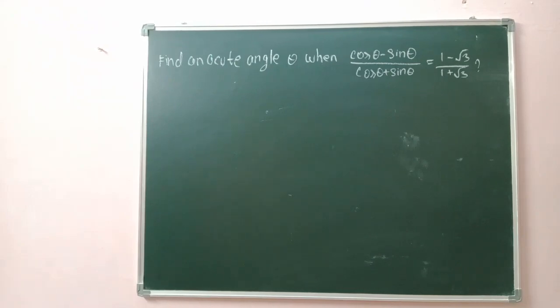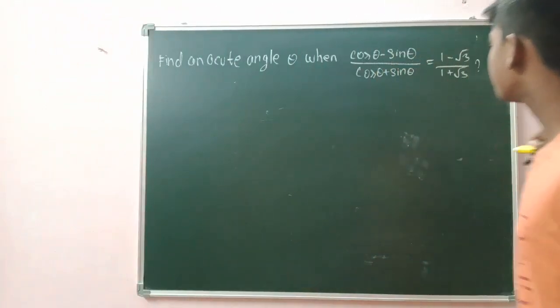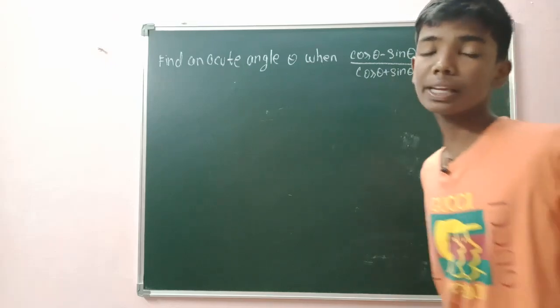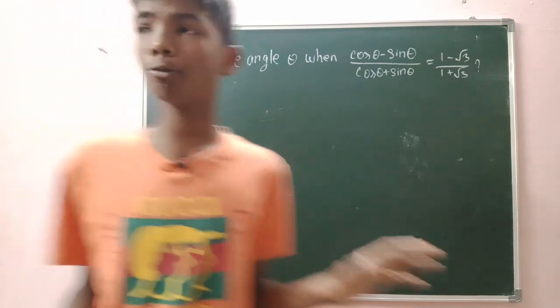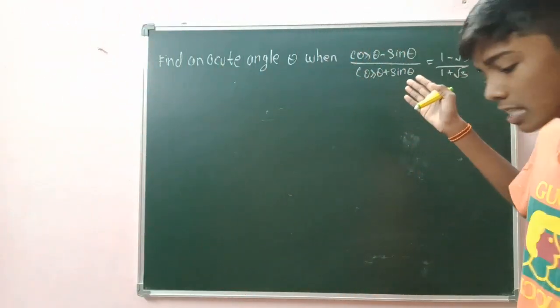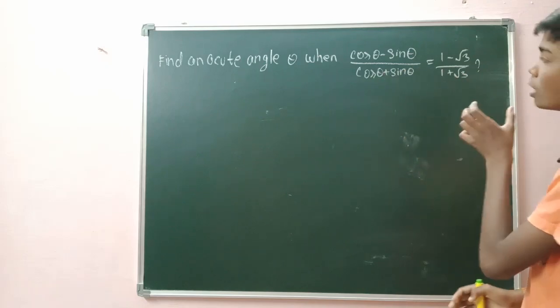Our next question is, find an acute angle theta when (cos theta minus sin theta) by (cos theta plus sin theta) is equal to (1 minus root 3) divided by (1 plus root 3). This is a sample paper question. Very easy one. Just by observing this, I have cos theta minus sin theta divided by cos theta plus sin theta.